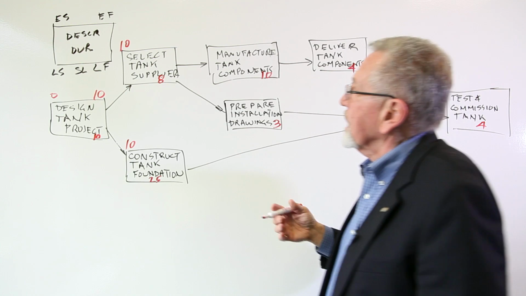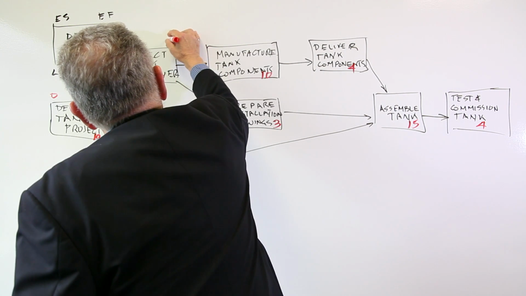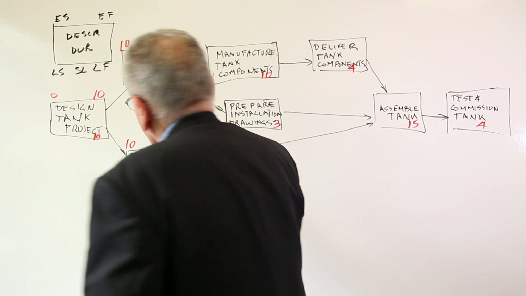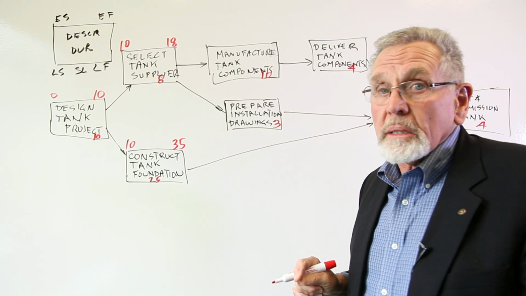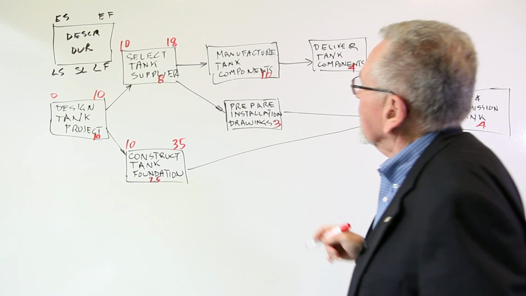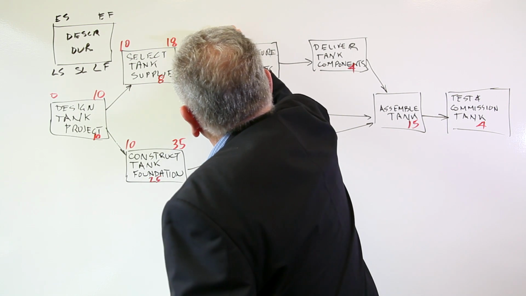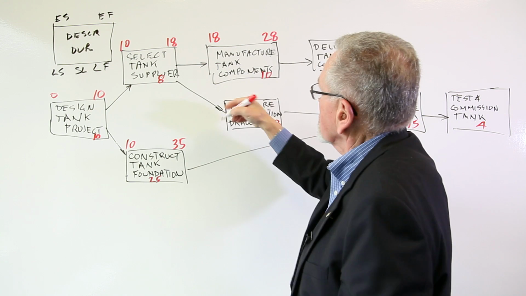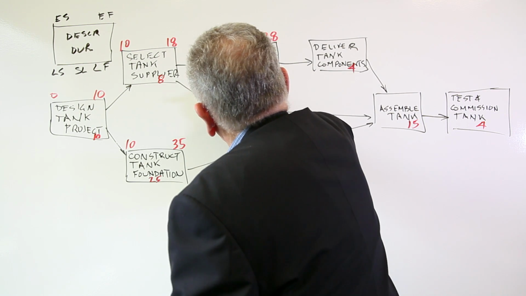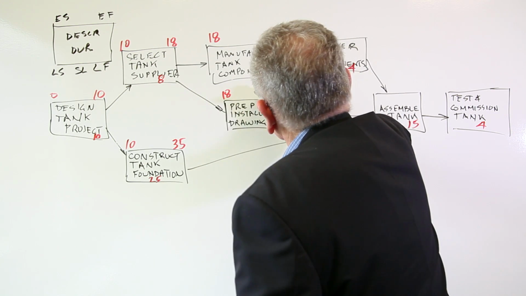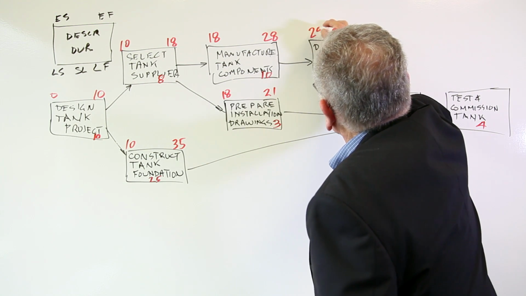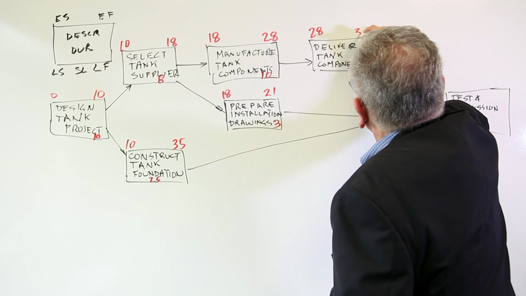And we just go on like that. 10 and 8 is 18. 10 and 25 is 35. Makes sense? Sure does. Okay. For the manufactured tank components, 18, 28. The earliest it can start is 18. The earliest the drawings can finish, at 3, is 21. Deliver the components can start at 28 and take 4, which is 32.